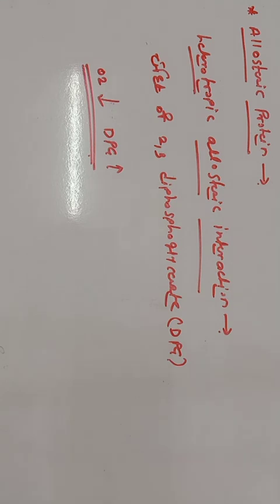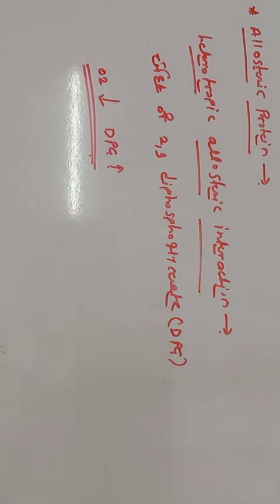So this is all about allosteric interaction. At least you should know homotropic and heterotropic allosteric interaction. It is not possible to explain in detail, but you should remember the types, homotropic and heterotropic. In homotropic, you should remember the cooperative effect, and for heterotropic interaction you should remember the Bohr effect, the root effect, and the effect of DPG on the oxygen affinity of hemoglobin.